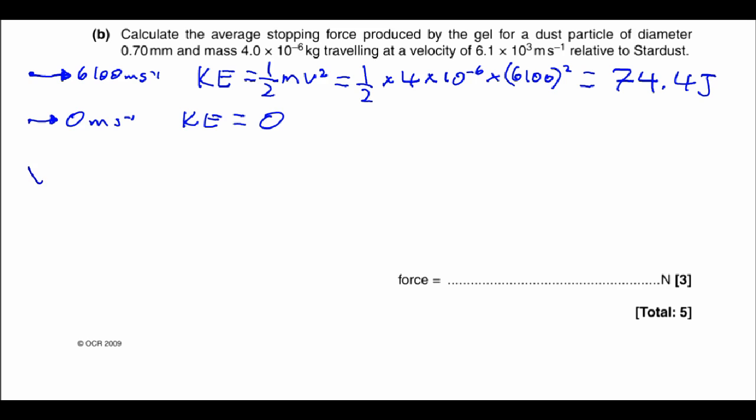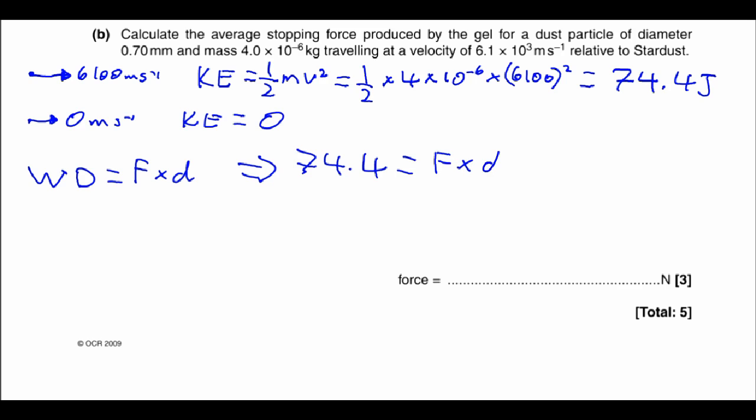Remembering that work done is force times distance, we can say that the change in the kinetic energy, which is 74.4 joules, is equal to force times the distance that the particle travels, because the work done should be enough to take all the kinetic energy from the dust particle.